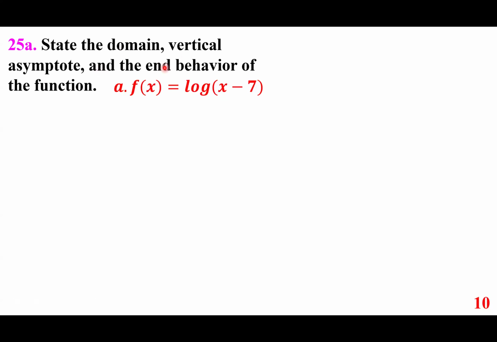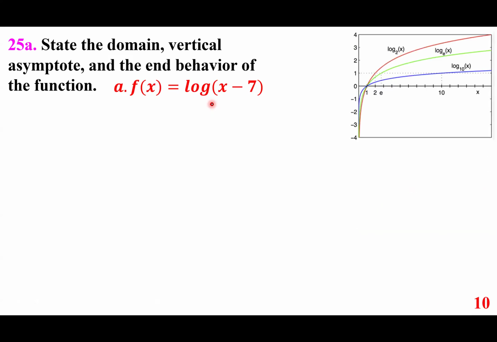State the domain, vertical asymptote, and the end behavior of the function where f of x is log of x minus 7. First, let's have a general discussion, and that is, if you graph a log, everybody, log x base 2, log x base e, that means ln x. We don't write it like that. It's on purpose to make a point. I'm going to go over the point that it's supposed to make.